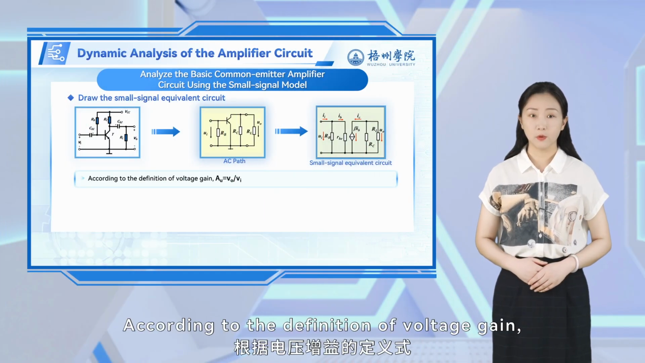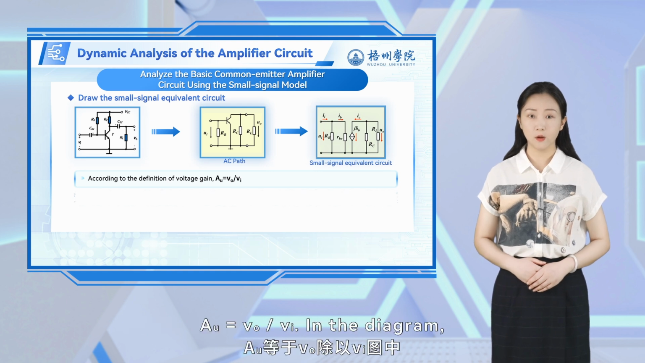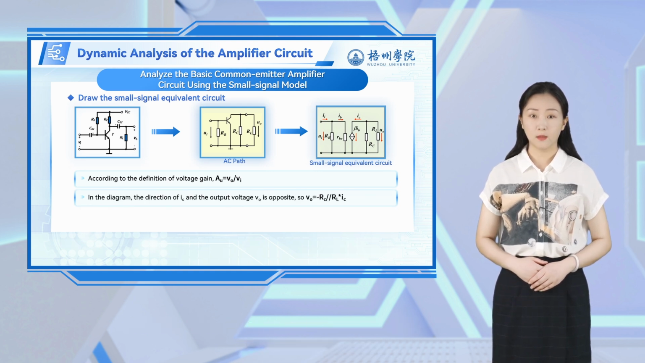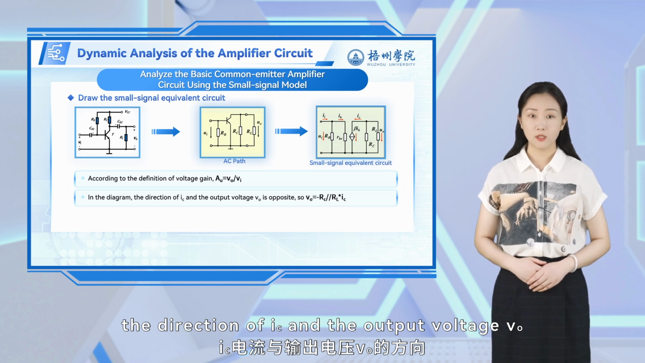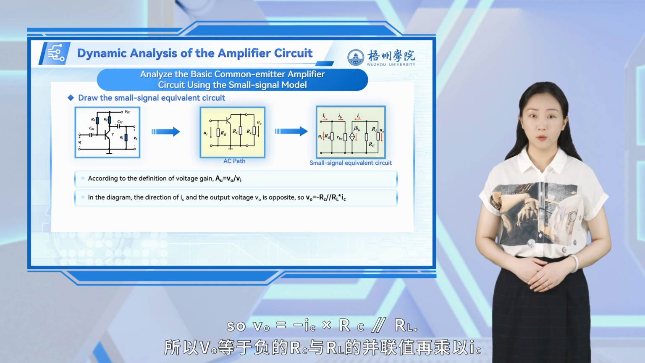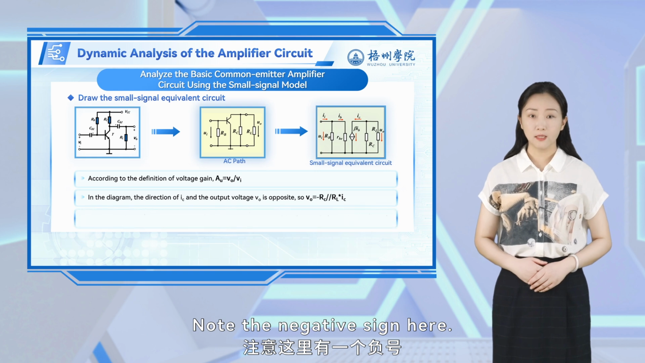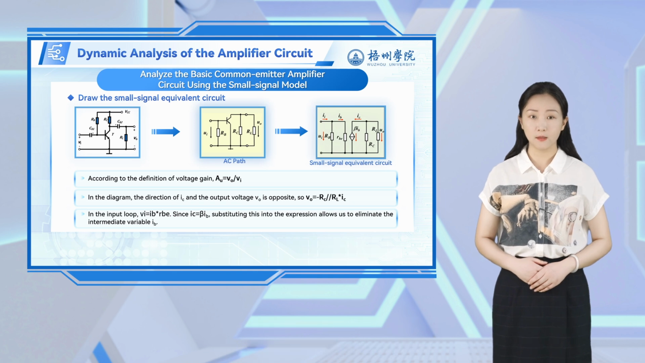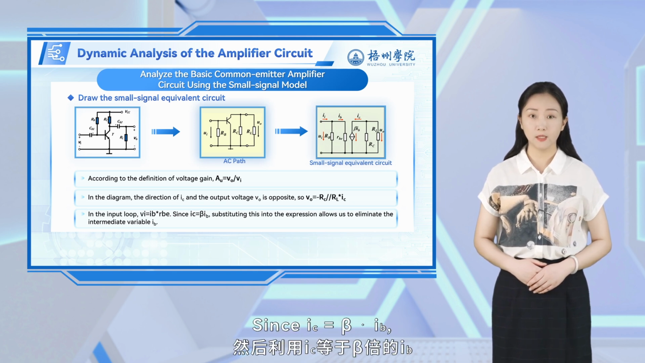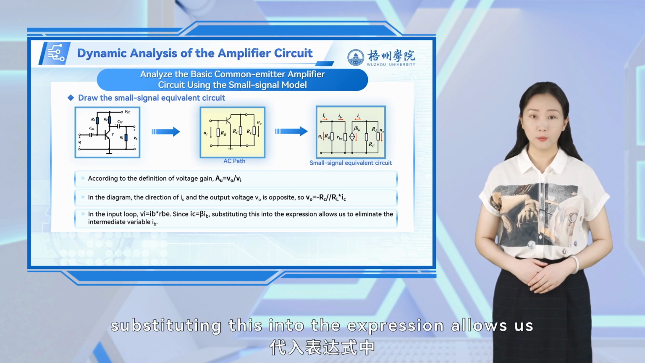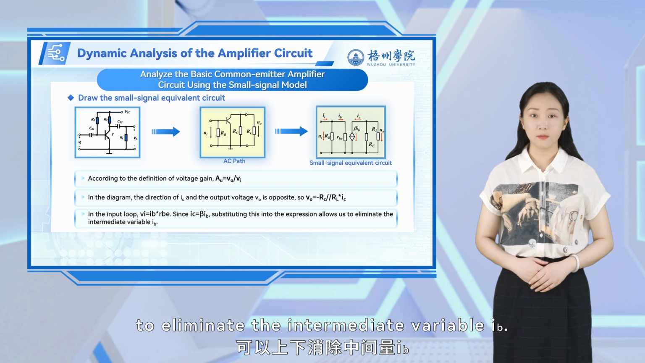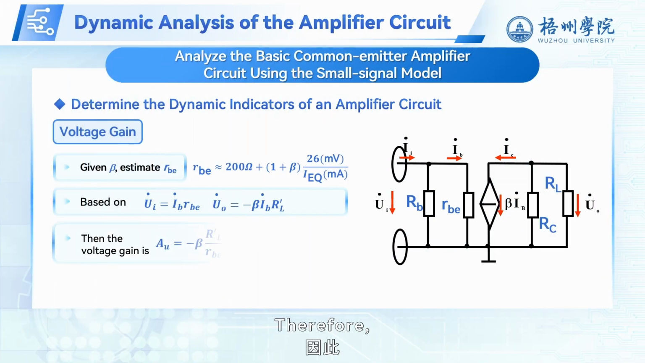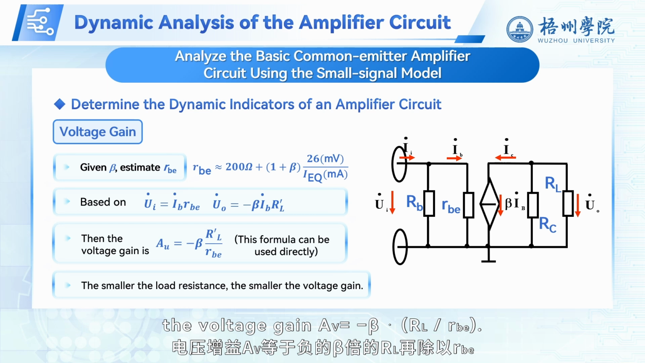According to the definition of voltage gain, AU equals VO over VI. In the diagram, the direction of IC and the output voltage VO is opposite. So VO equals negative IC times RC in parallel with RL. Note the negative sign here. In the input loop, VI equals IB times RBE. Since IC equals beta times IB, substituting this into the expression allows us to eliminate the intermediate variable IB. Therefore, the voltage gain AU equals negative beta times RL prime over RBE.